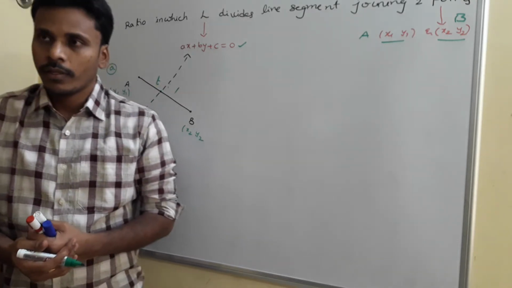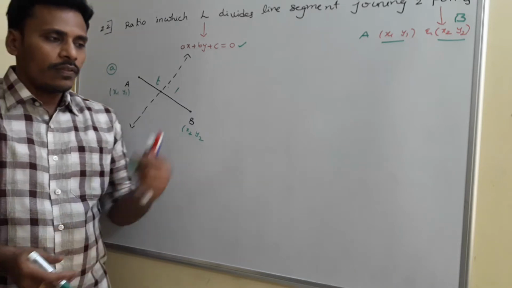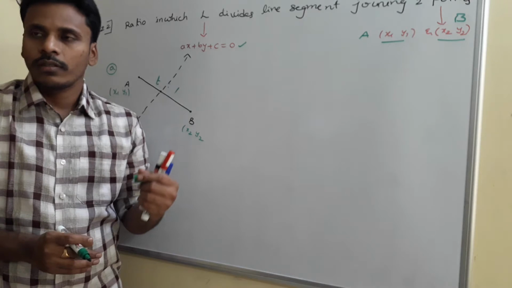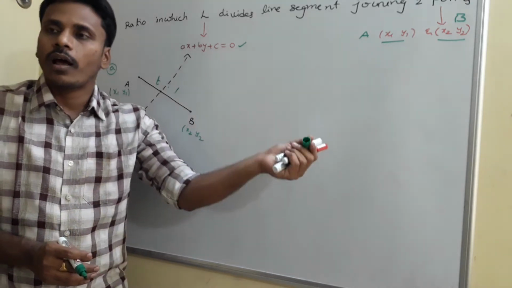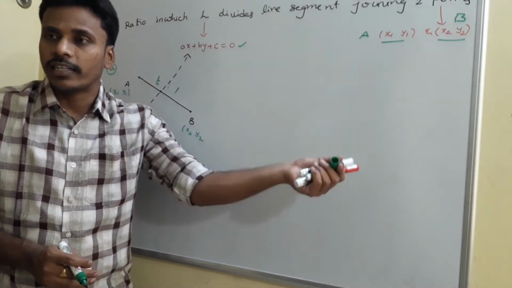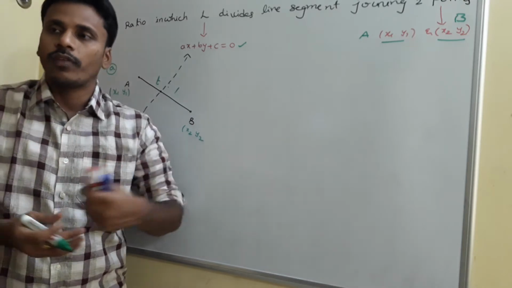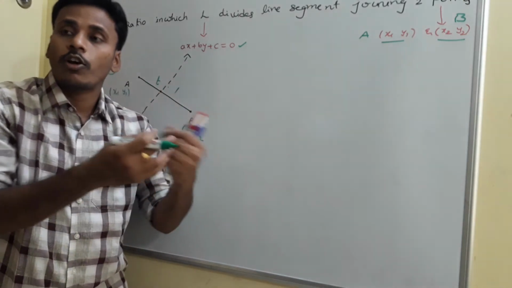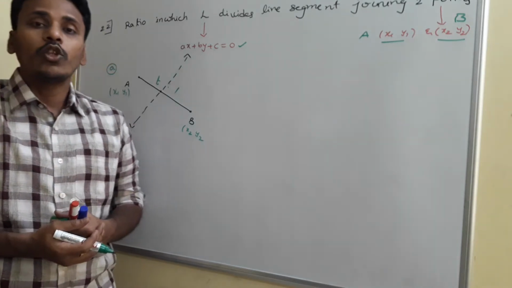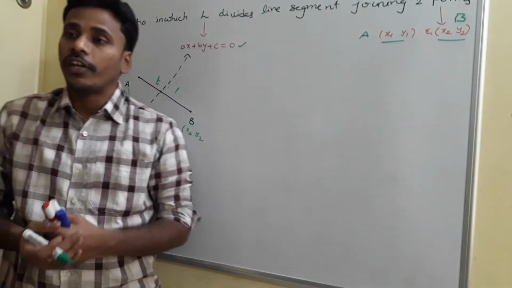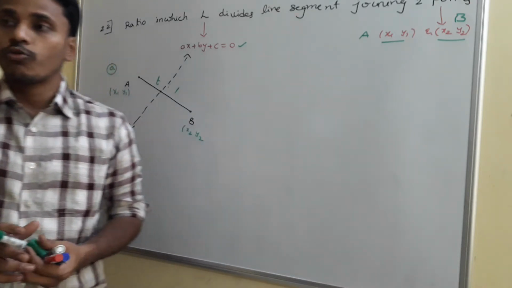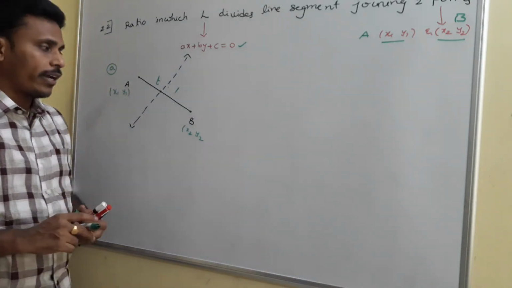We are going to identify that ratio first. Once again, a line is there and we have 2 points. Either one point is on one side of the line and the other point on the other side, or in some cases both points lie on the same side of the line. In those cases we need to identify the ratio in which the line divides the line segment joining these 2 points.